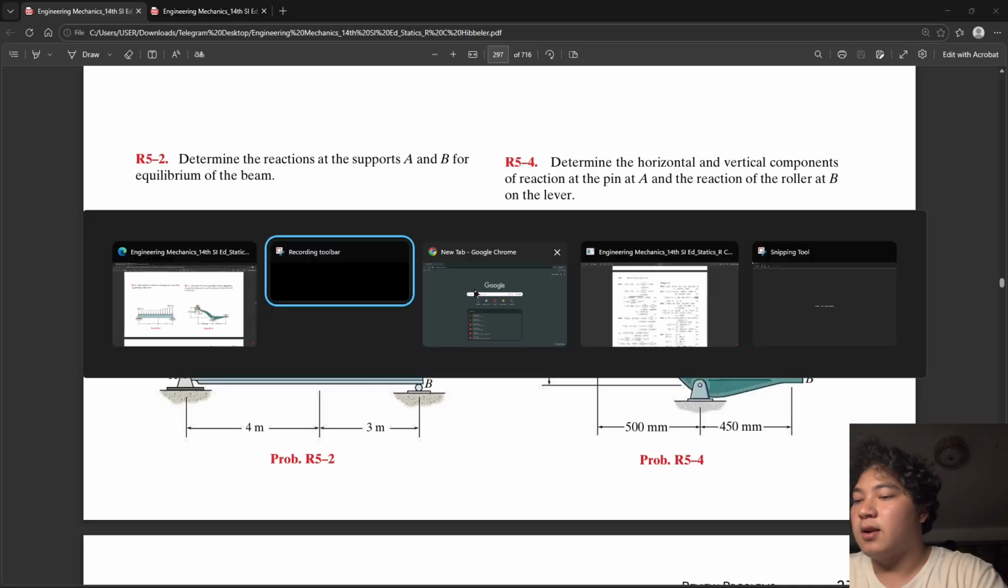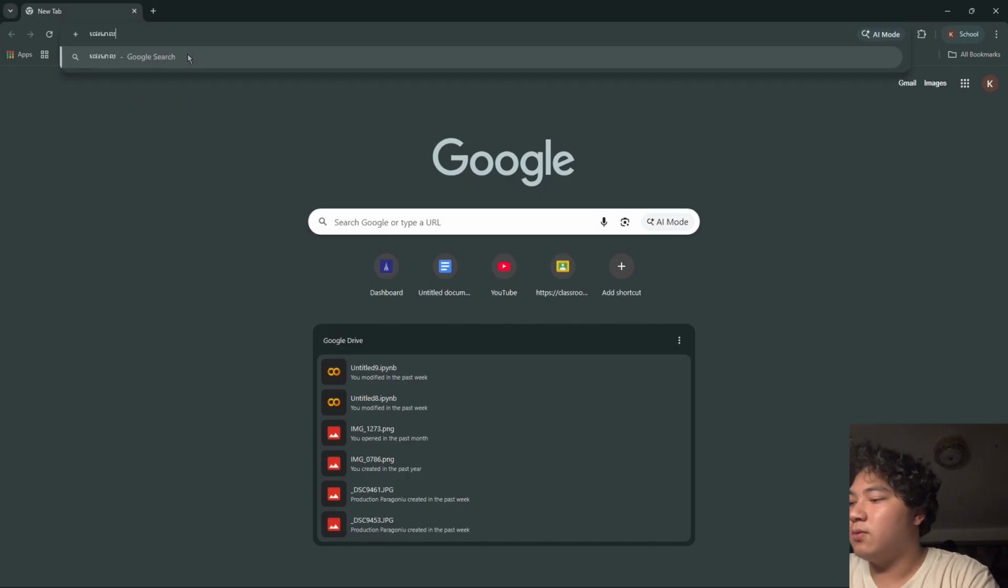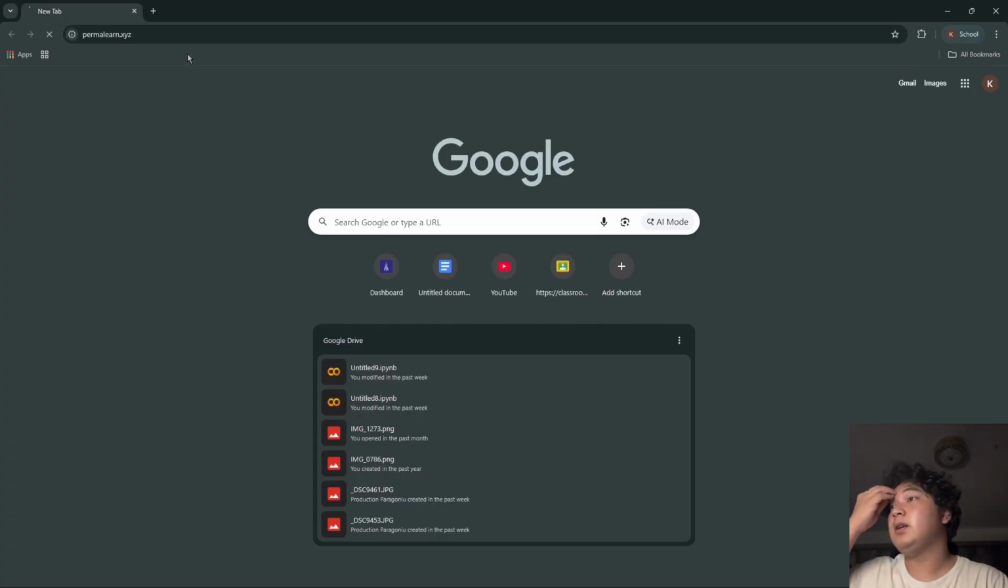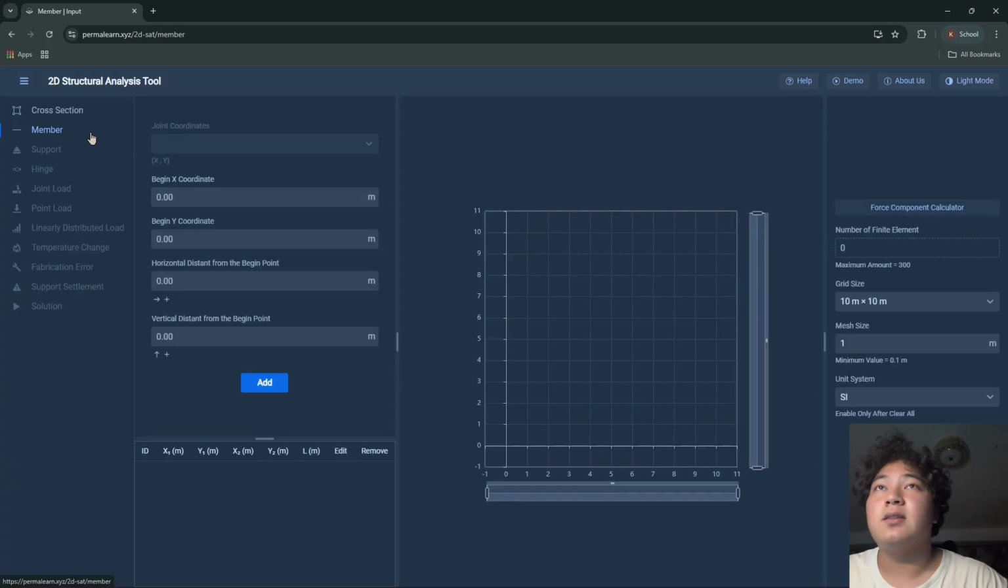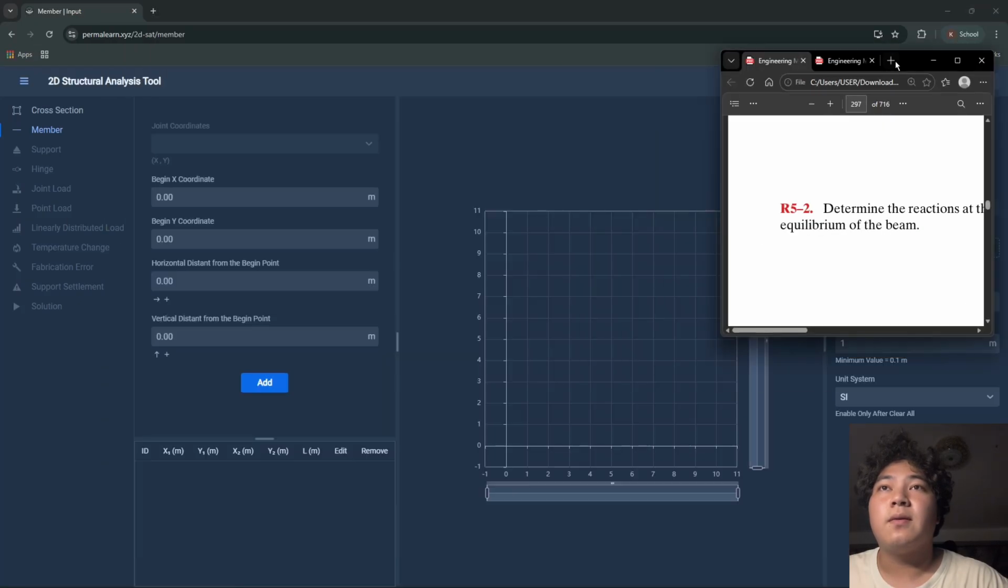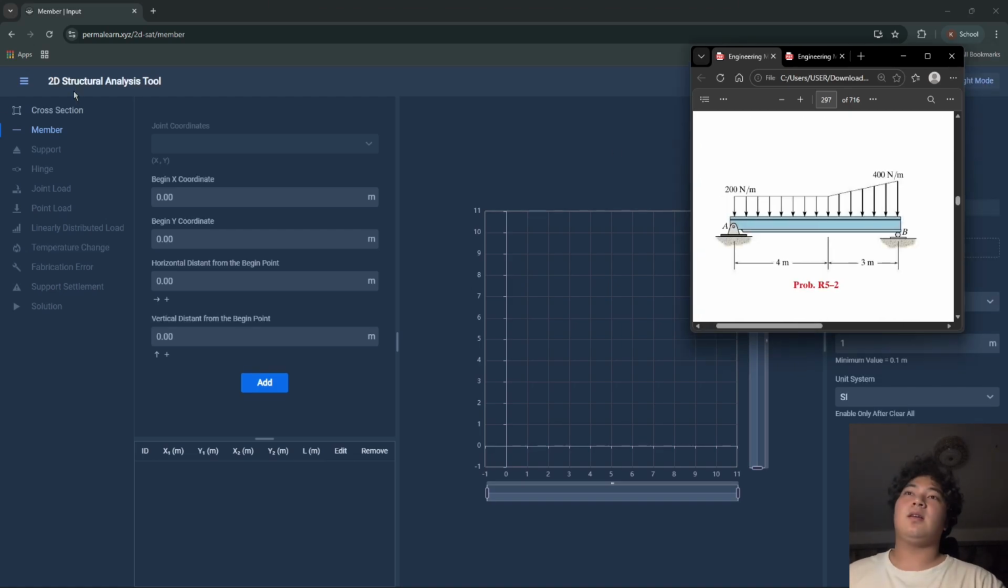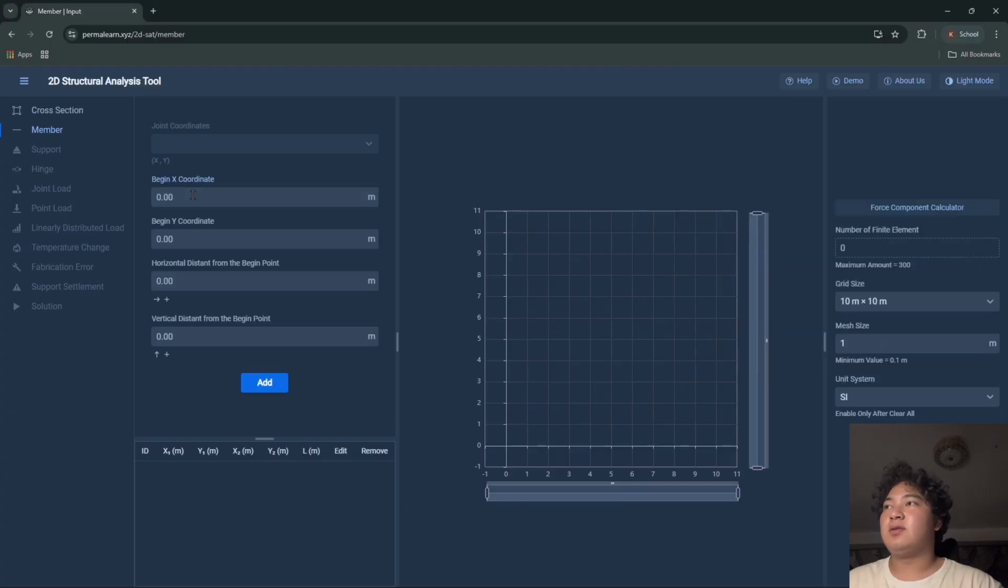So from here you can go to PermaLearn.xyz and type in your given. First of all, you look at the member. The member you have here is 4 plus 3, which is 7 meter. Personally, I like to start at 0, 0. So my x coordinate would be 0, my y would be 0, and the horizontal distance from the begin point is the actual length of the beam or the member. That should be 7.